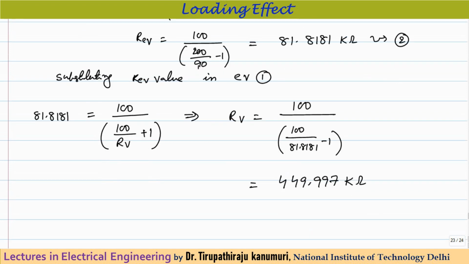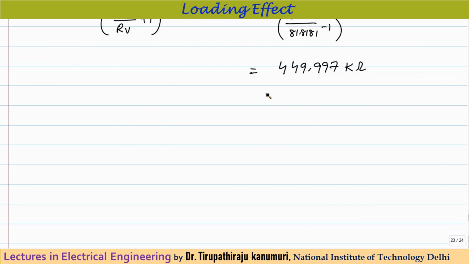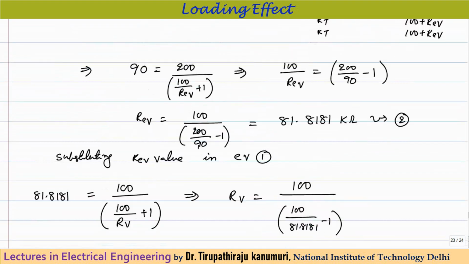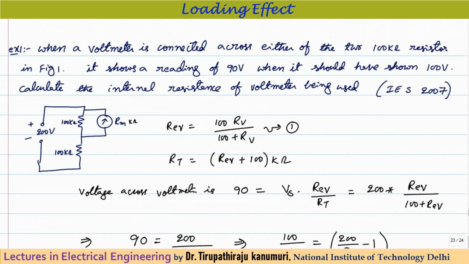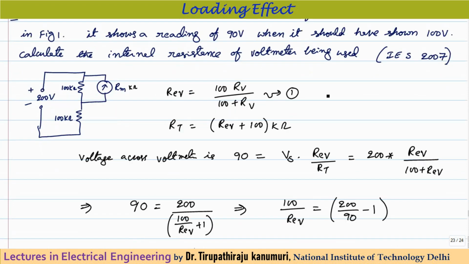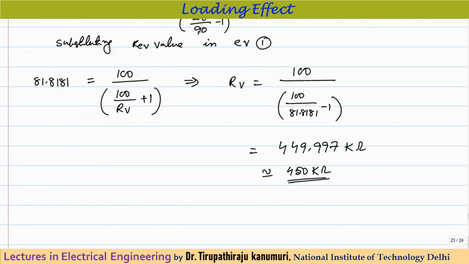kilo ohms, or I can write this as approximately equal to 450 kilo ohms. So you can see, because of connecting an instrument of 450 kilo ohms, instead of reading 100 volts, it is reading only 90 volts. So there is an error of 10 volts because of the introduction of this measuring instrument. You can see that the instrument resistance is equal to 450 kilo ohms.